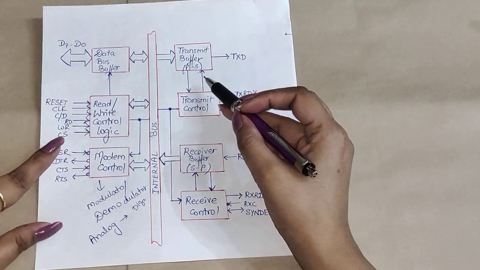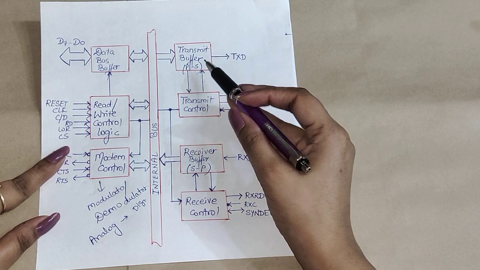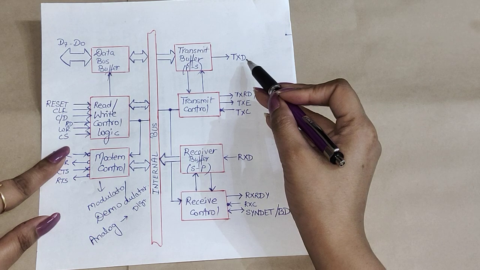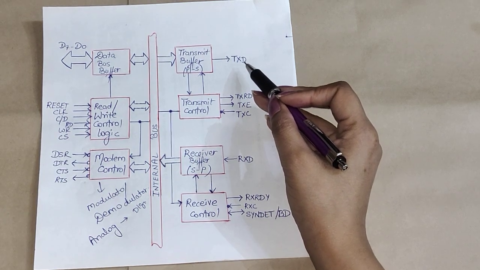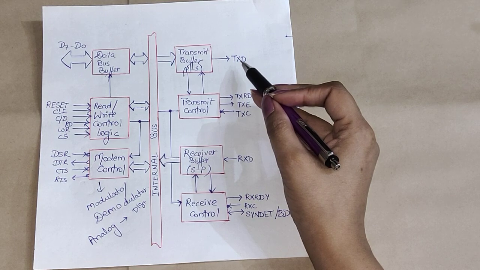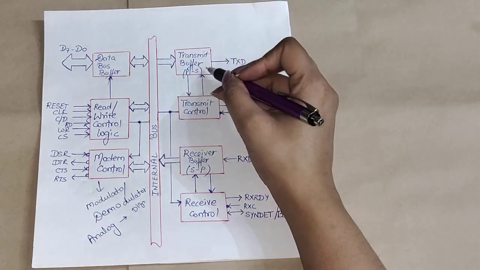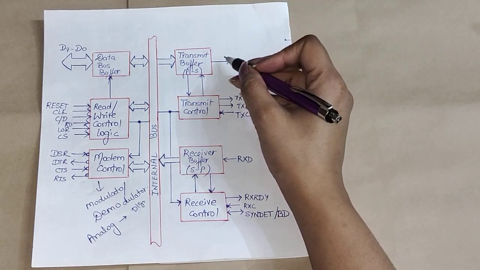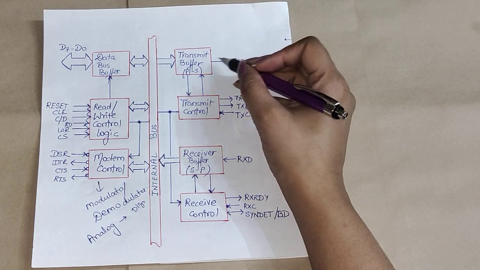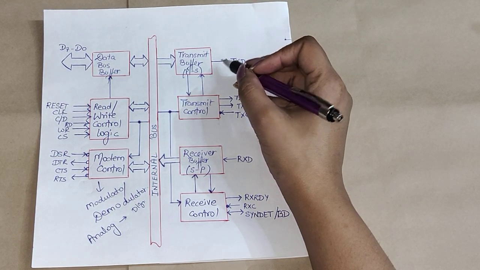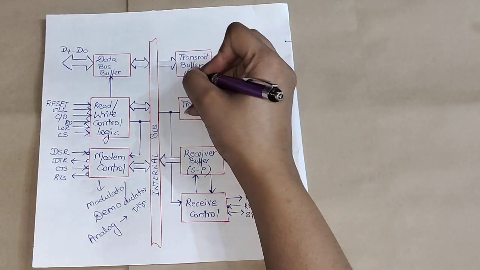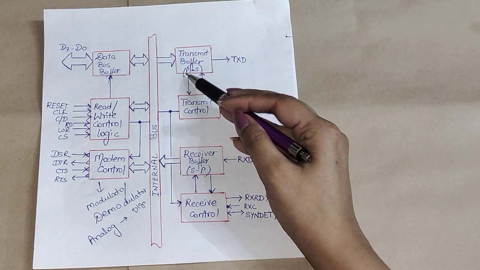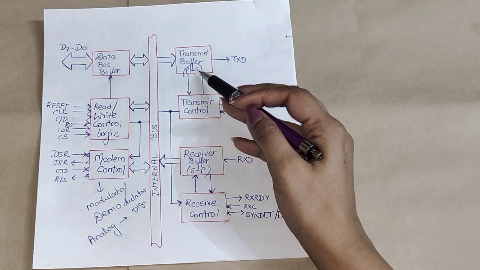Now let's move to this transmit buffer. This block is used to control the data transmission with the help of this pin TXD. What is TXD? If this is 1, it means the transmitter is ready to transmit the data. If this is high, then only data will be transmitted. If it is low, then data will not be transmitted. Clear? Now I have written this P to S. In transmit buffer, the data is converted from parallel data into serial data.